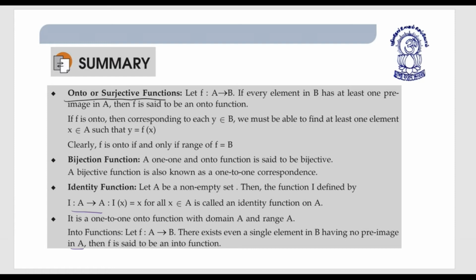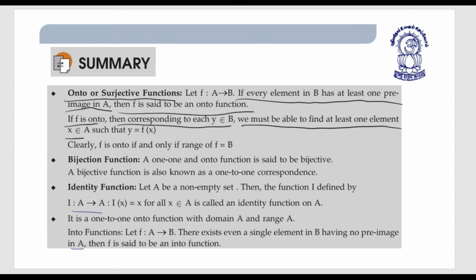Onto or surjective function. If every element in B has at least one pre-image in A, then f is said to be an onto function. If f is onto, then corresponding to each y belongs to B, we must be able to find at least one element x belongs to A such that y is equal to f of x. Clearly f is onto if and only if the range of f is equal to B. Bijective function. A one-one and onto function is said to be bijective. It is also known as a one-to-one correspondence.